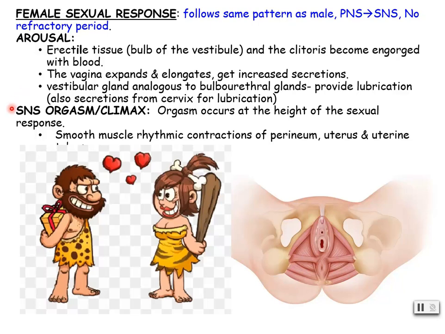Then, when there's enough stimulation, there's a flip in the autonomic nervous system. It's going to be a reflex. So the sympathetic nervous system, once again, there's going to be a release of oxytocin, which is going to cause pleasurable, rhythmic smooth muscle contractions of the perineum, the uterus, and then the uterine tubes.